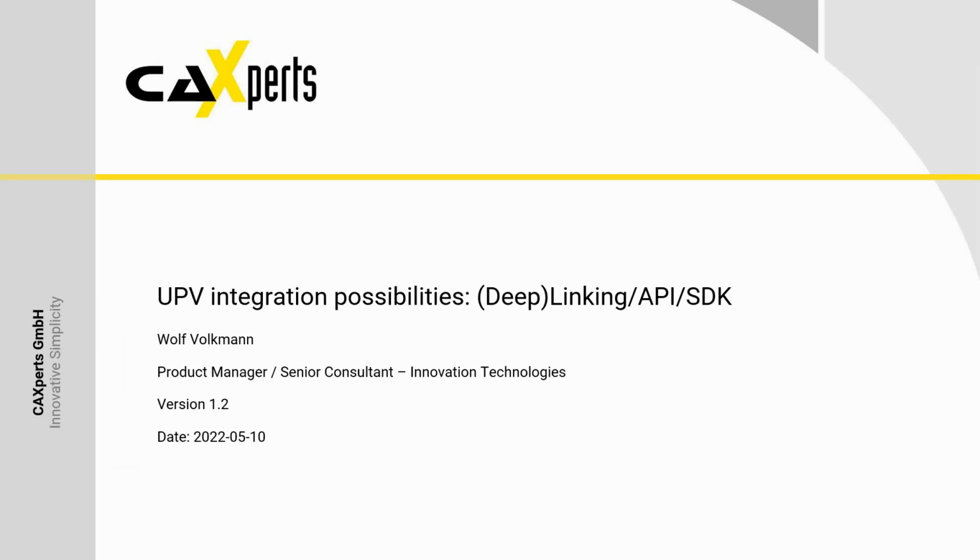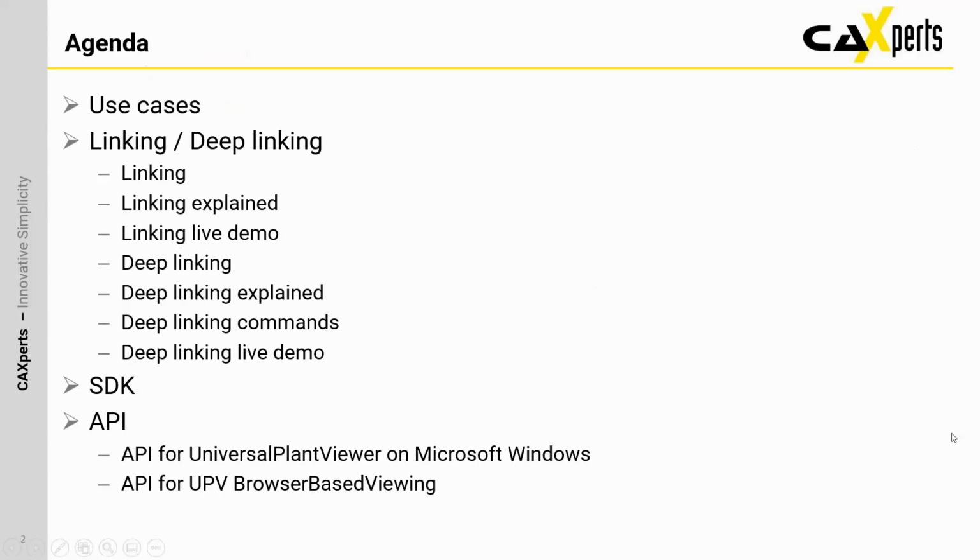So today we're going to have a look at how UniversalPlantViewer can be integrated with other software systems, and therefore we will see different technologies or methods that we can use to do so. I have prepared an agenda here. In the very beginning, we will have a look at the use cases, what you can achieve with the technologies that I will show you later on. And then we are going into more detail to have a look at our linking and deep linking feature. We are also going to talk about the SDK and the API for UniversalPlantViewer.